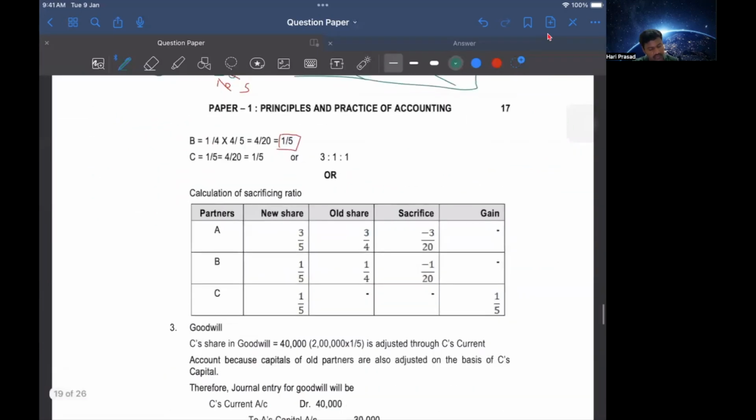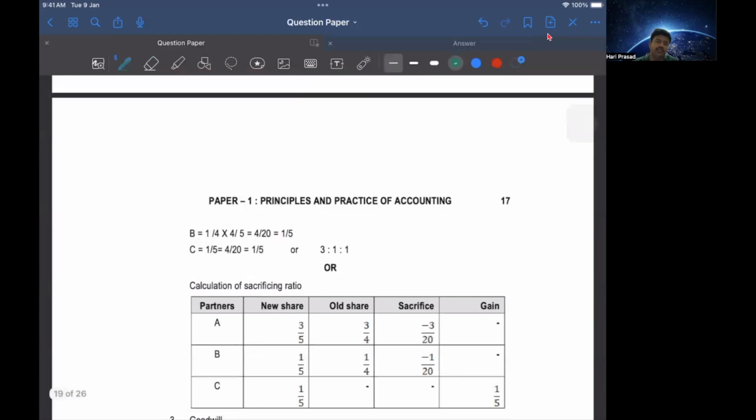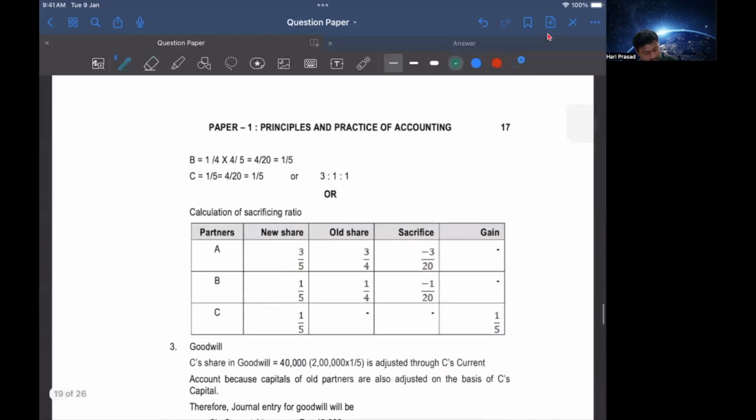Next, what we need to do is calculate the sacrificing ratio. What is sacrificing ratio? Sacrificing ratio is when some partners are giving up their profit share to another partner. Who are the partners giving up their profit and who is gaining? Let's see. A's new ratio is 3 by 5. B's ratio is 1 by 5. C's ratio is 1 by 5.